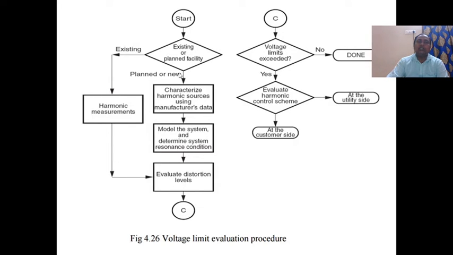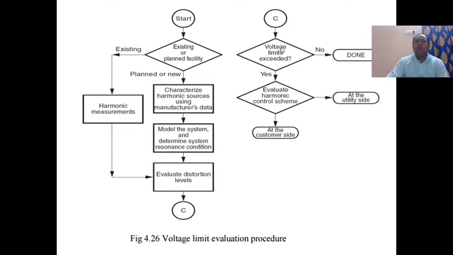If there is a planned one, that is characterize harmonic sources using manufacturer's data, analyze the manufacturer's data and characterize that harmonic, and then go to model the system and determine system resonance condition. Finally go to evaluate distortion levels. But for an already existing system, there is no need to go through these steps. Directly go to the harmonic measurement and finally go to evaluate distortion levels, then it is completed.